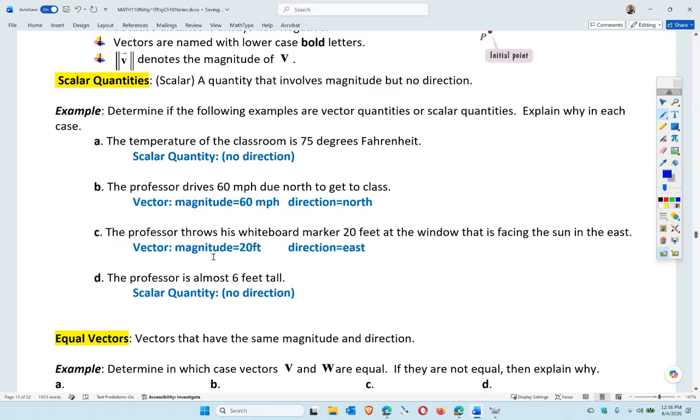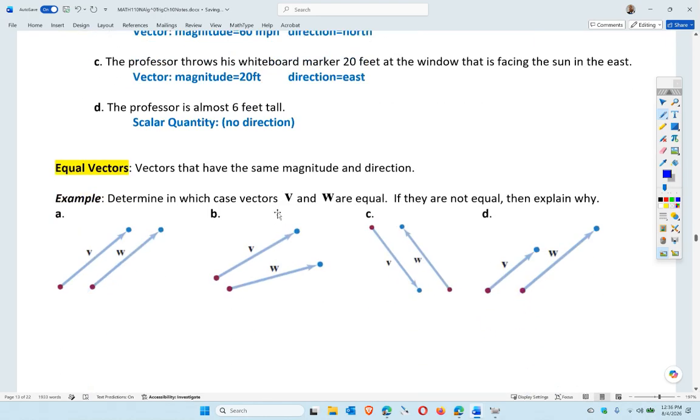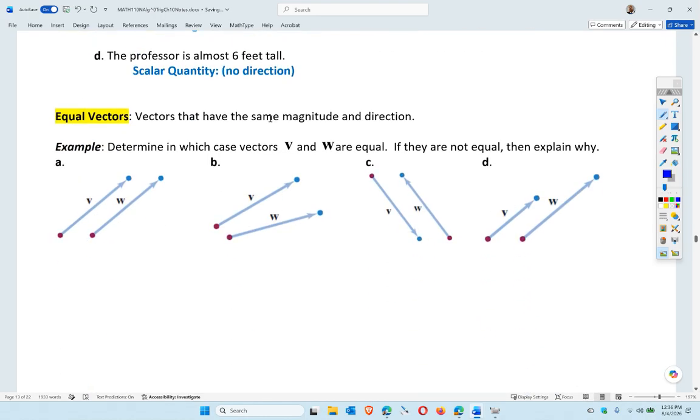So what does it mean to be equal vectors? You need to have both, not one or the other. You need to have the same magnitude and direction. If you look at the first two, they're the same length and they have the same direction. Therefore, those are equal vectors.